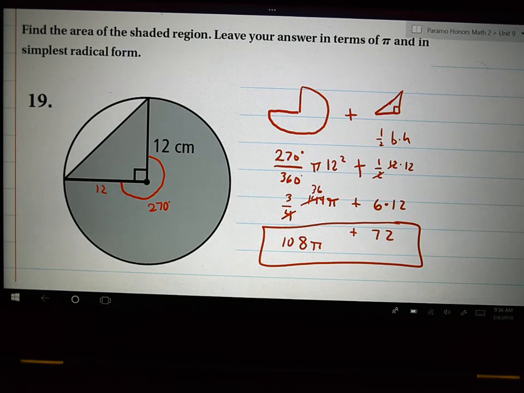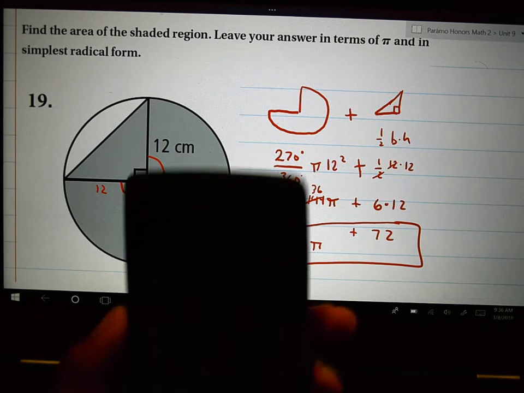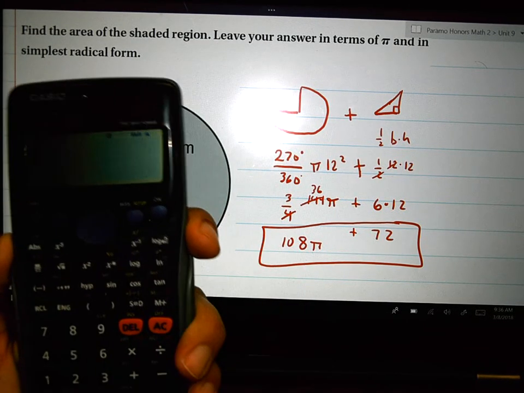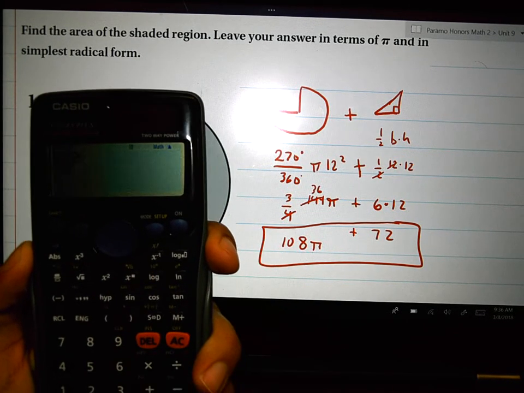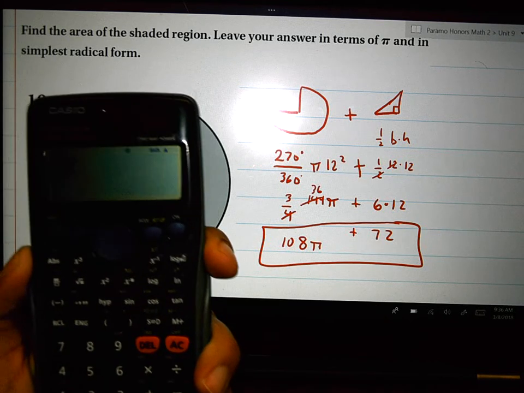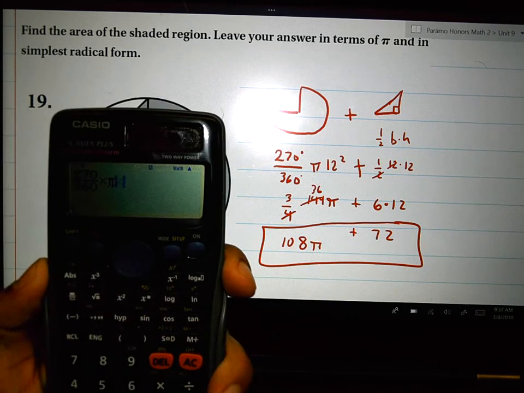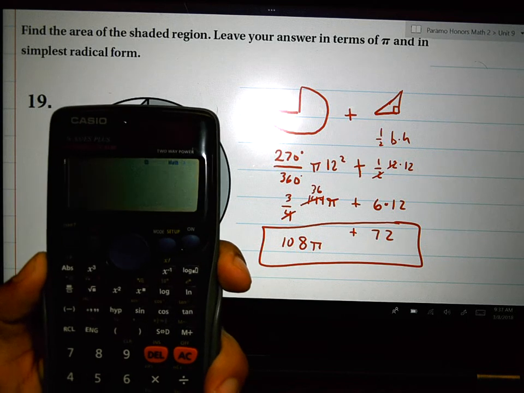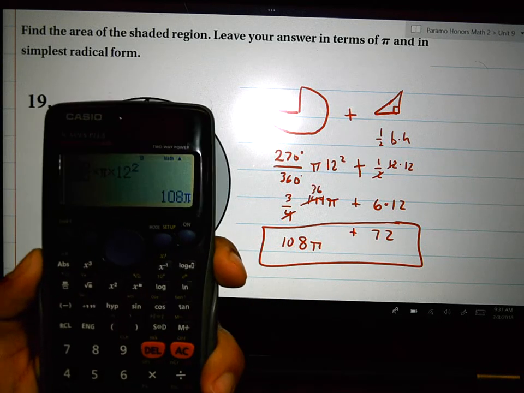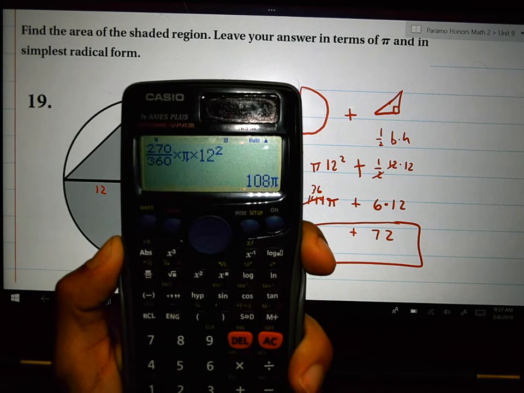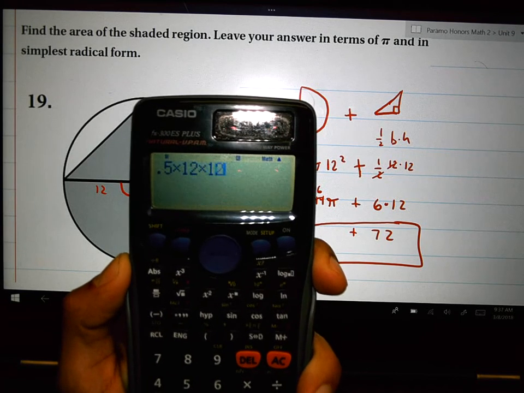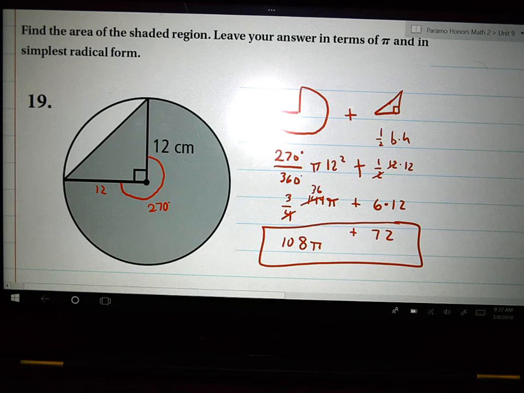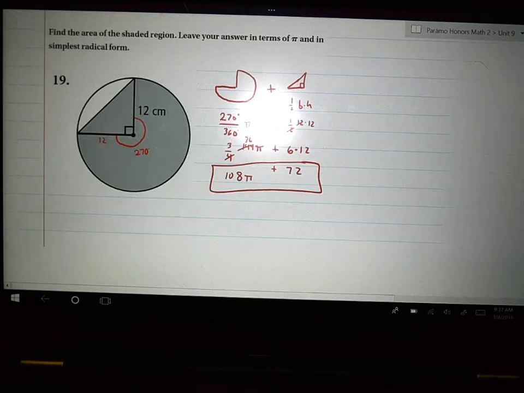And I'm curious if I did my math right, so I'm going to double check on my calculator. 270 over 360 times pi times 12 squared. I'm just going to press equals right there. 108 pi. Got that. 0.5 times 12 times 12. 72. I can double check. That is correct. We'll stop your notes right there.